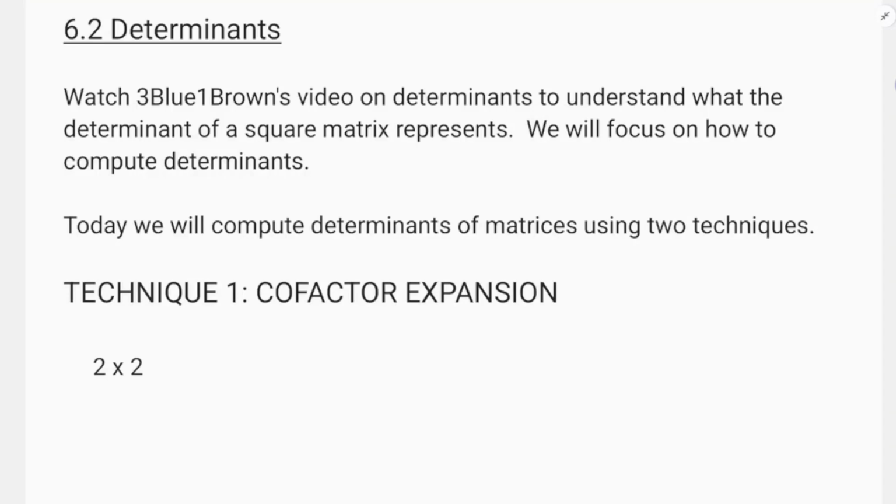Alright, welcome. In this video we're going to talk about determinants. Up to this point we have heard this word in this class before. We've worked with them on the level of 2 by 2s. What we know is that the determinant of a 2 by 2, the fish-looking thing, is AD minus BC.